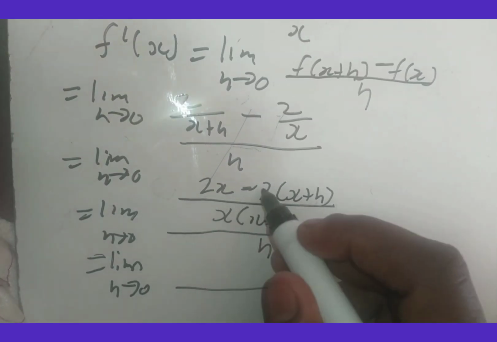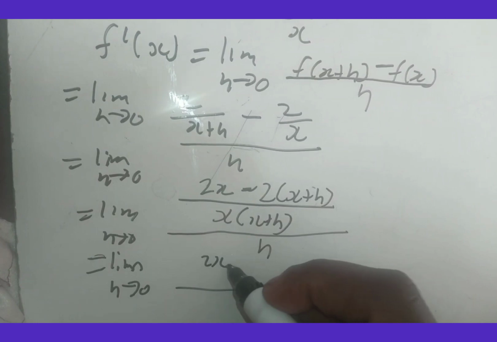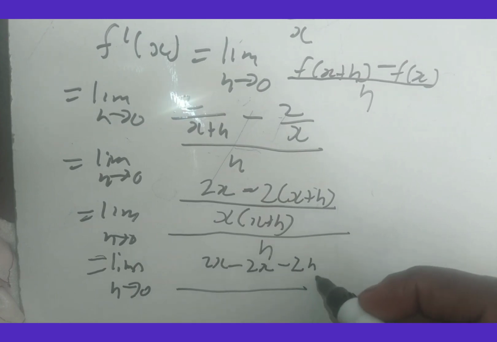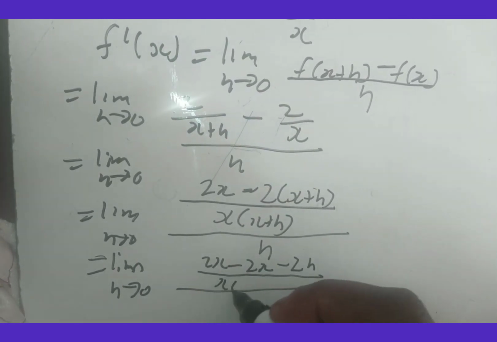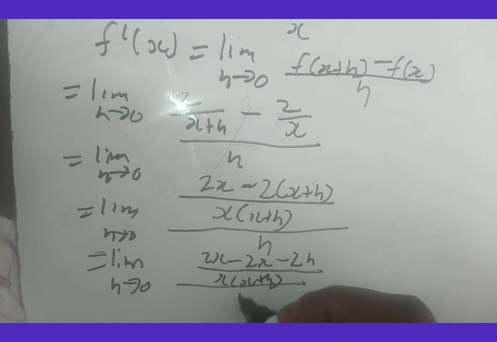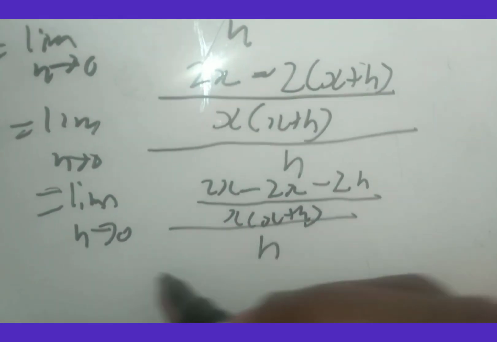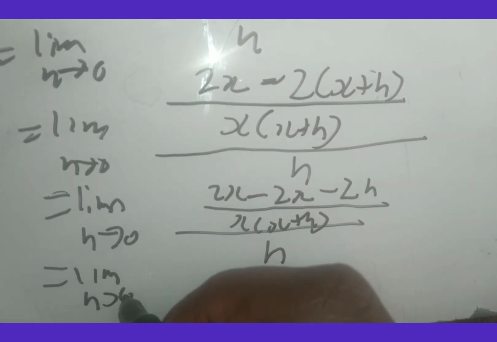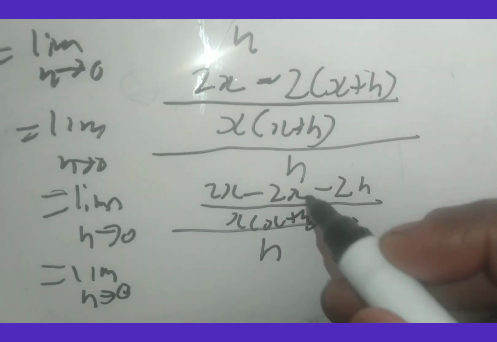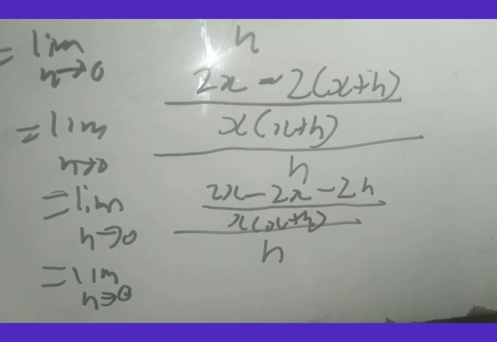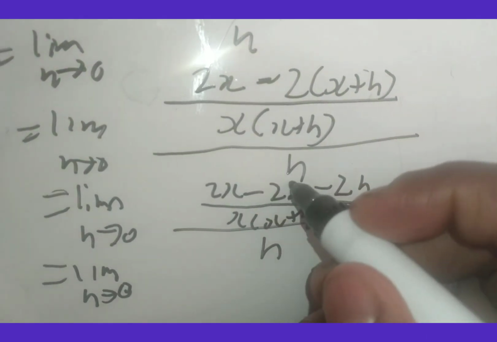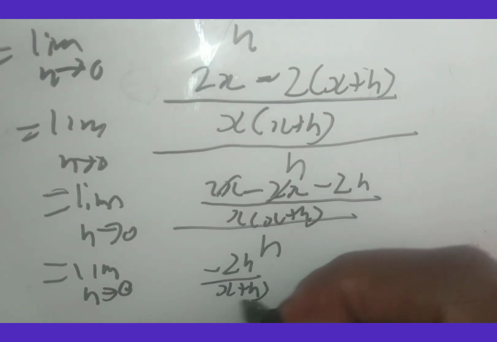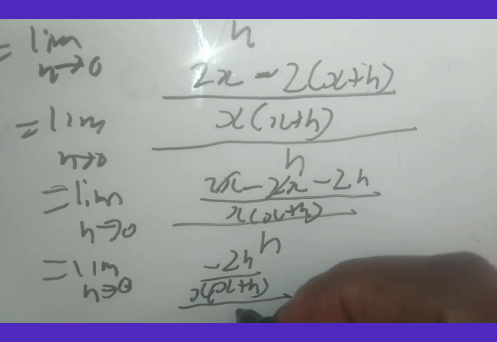And then from here, we're just going to distribute that. So we're going to have 2x minus, so 2 times x, which is that, and then we're going to have negative 2h, then all over x into x plus h. So that's what we have. So then this becomes the limit as h tends towards 0. So now this of course cancels. Obviously everything that does not have an h will cancel. So this cancels, and we're going to be left with negative 2h all over x into x plus h, all over h.